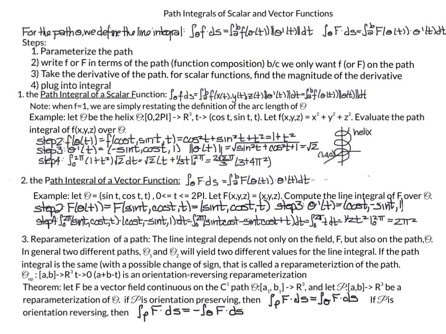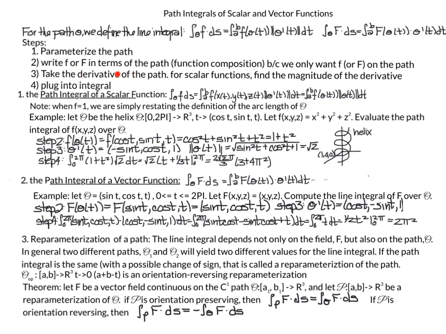So we want our f composed with sigma of t. In other words, for f, I'm going to plug in my sigma: cosine t, sine t, and t. When I plug these into f, I'm going to have x squared, which is cosine squared. And then the next term of my f is y squared. That will be sine squared. And then finally, I have z squared, which is t squared. So that will give me 1 plus t squared.